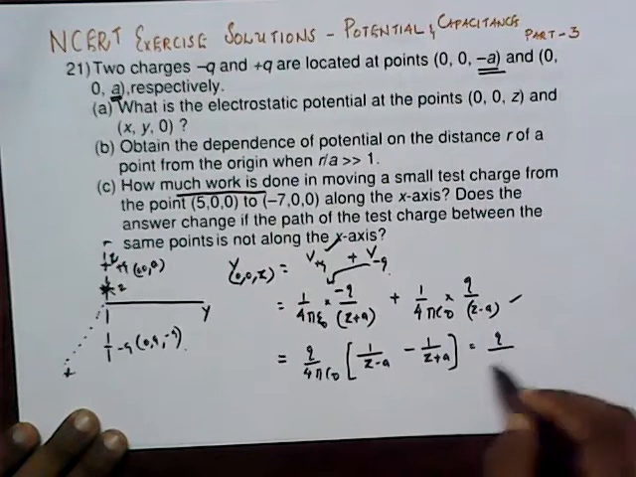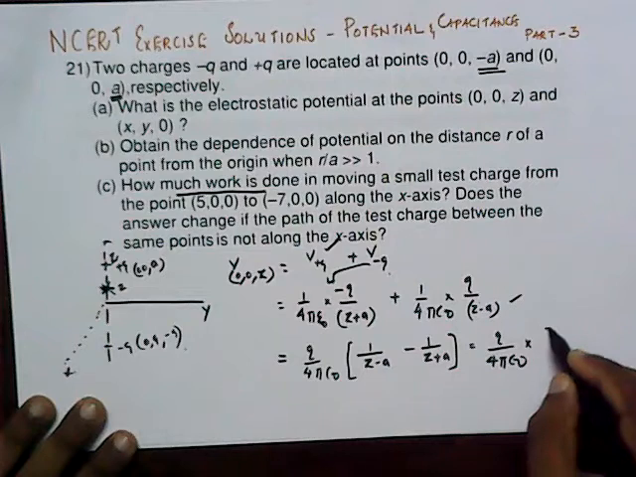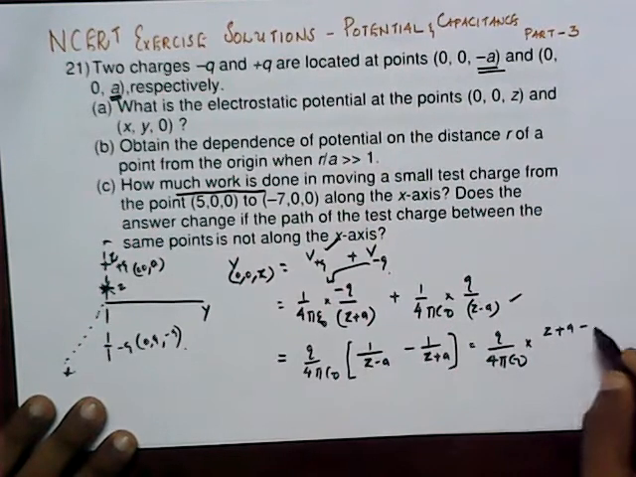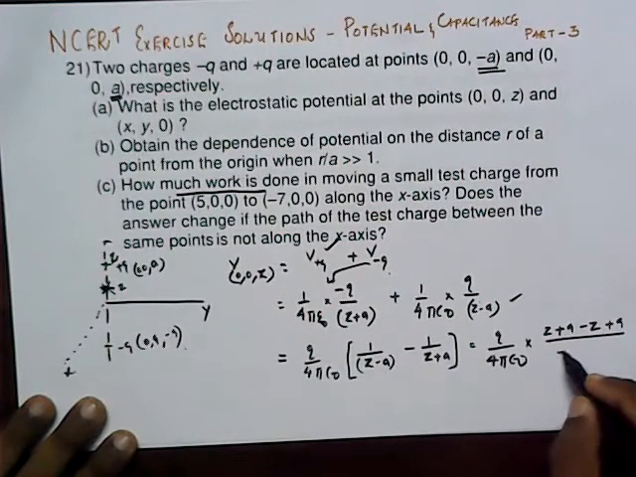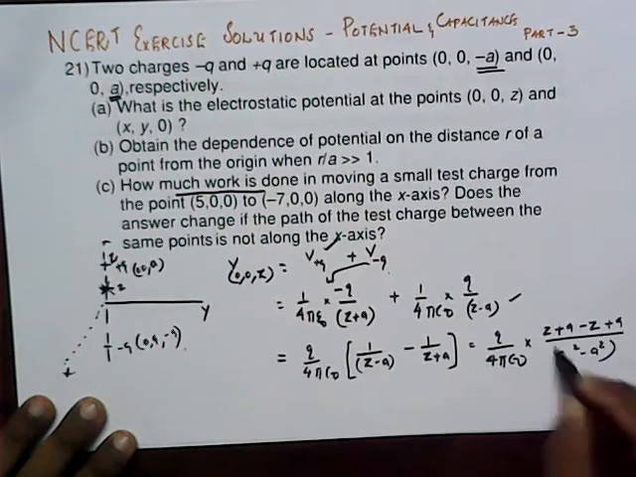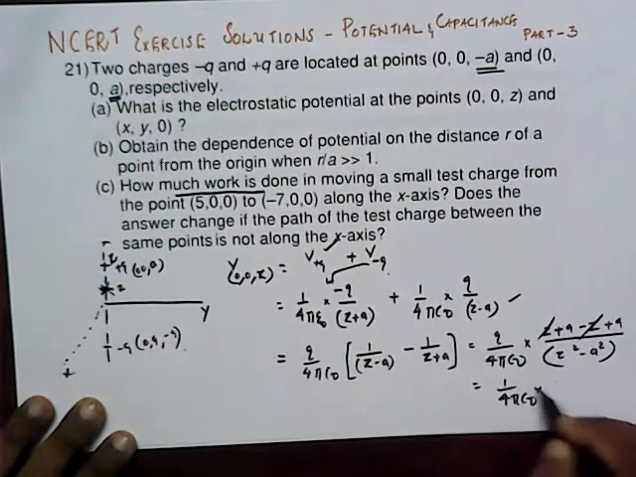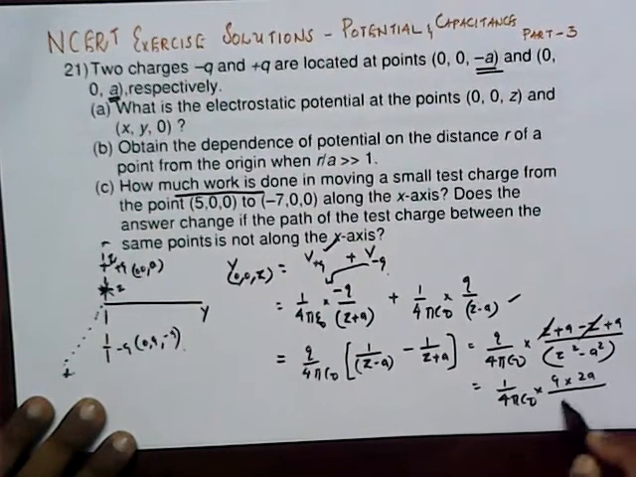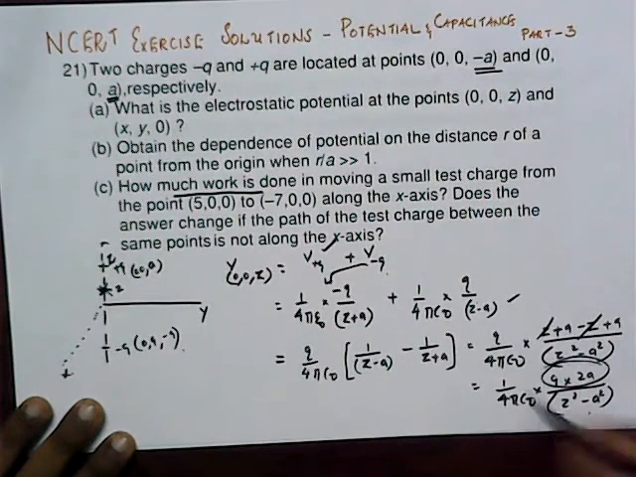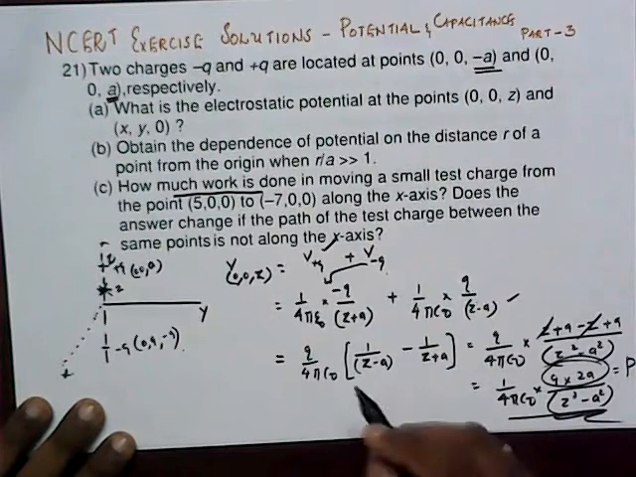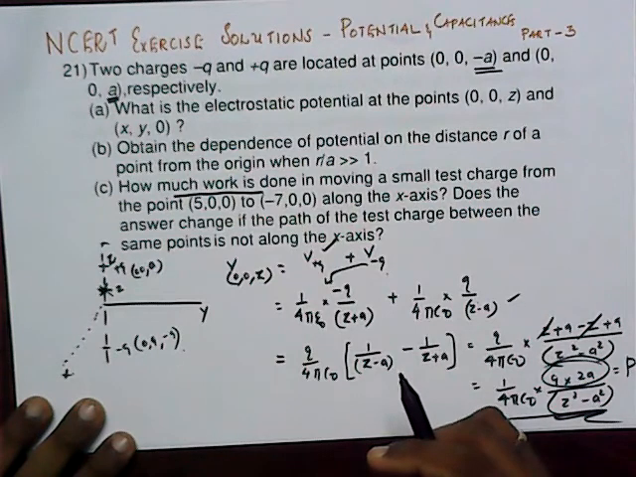That is equal to Q by 4 pi epsilon 0 into the common denominator: Z plus A minus Z plus A, divided by (Z minus A) into (Z plus A), so Z square minus A square. Here Z cancels. So it equals 1 by 4 pi epsilon 0 Q into 2A divided by Z square minus A square. So what is Q into 2A? That is nothing but P. So that may be the concept here, and that is a very important concept.